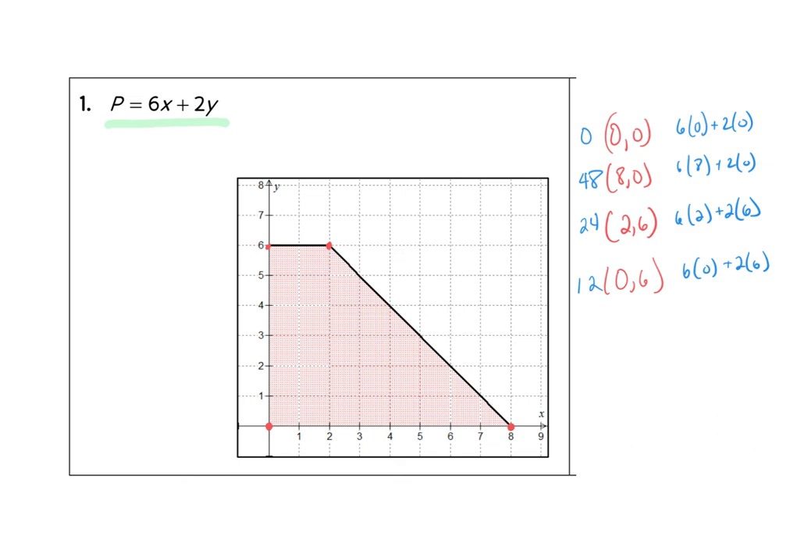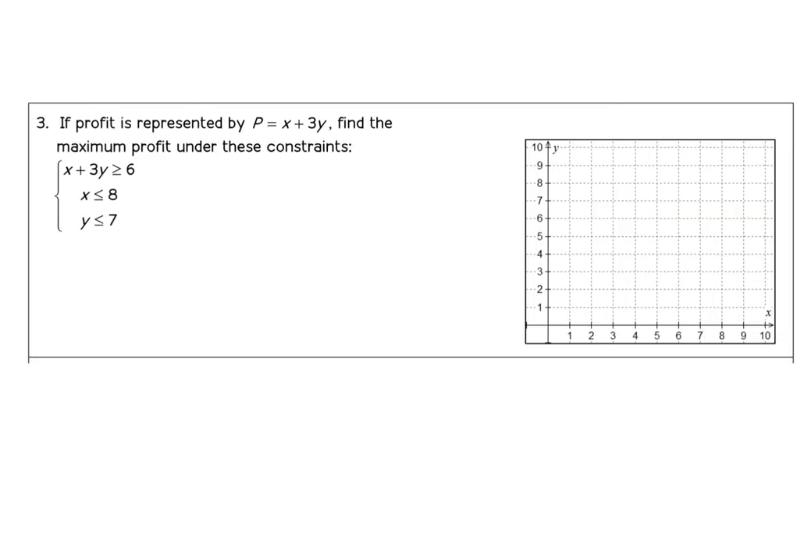The next type is like number 3. They basically handed you everything you needed. Let's look at 3. They handed you your objective function, the profit equation. They want you to maximize it. The only thing they didn't do is graph these, so you need to graph them. You're going to graph them exactly like you just did in section 3-4. You're graphing all of them and seeing where they cross over.